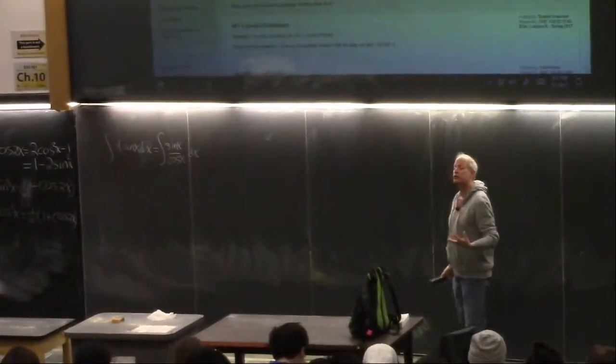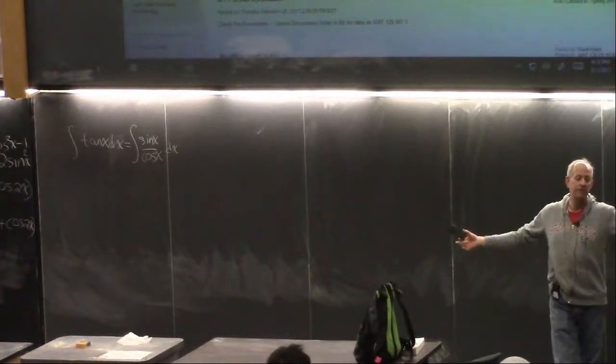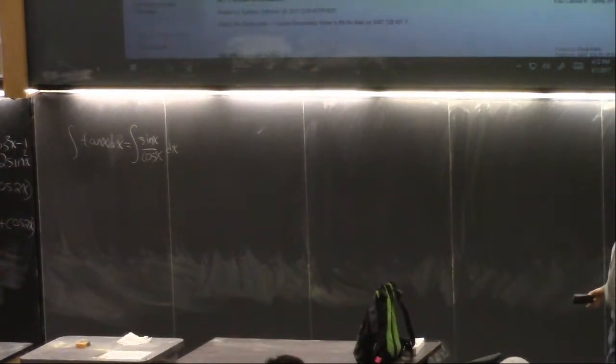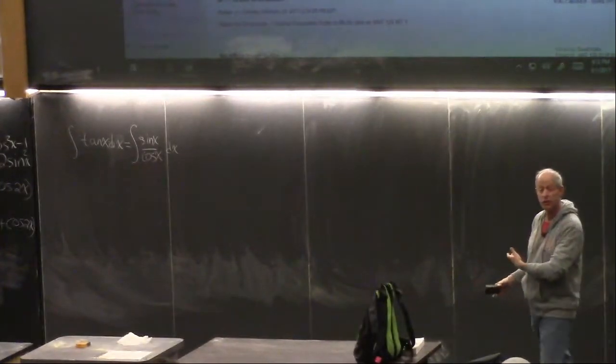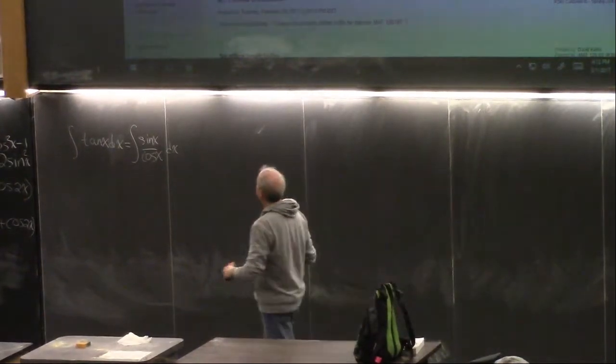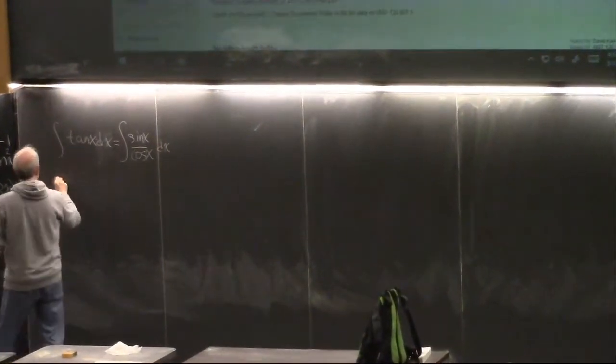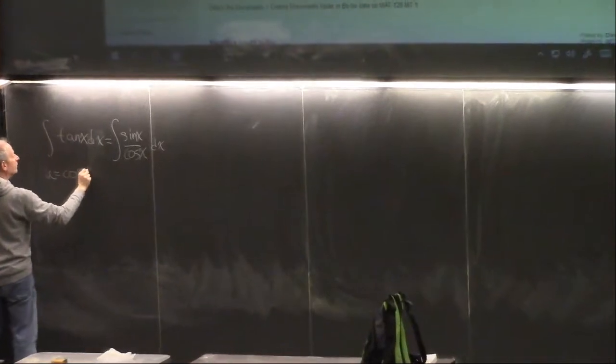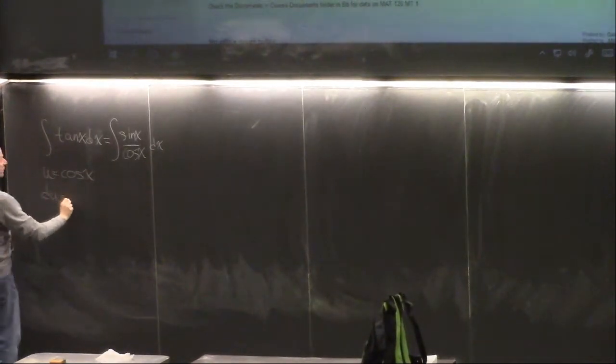So how would I know to do that? Well, otherwise, what are you going to do with tangent? I have no idea, so you might as well try something. So you say, well, let's try this and see if it works. Now I could let u equal cosine x, and du is minus sine x dx.